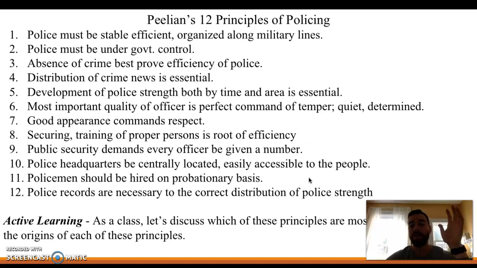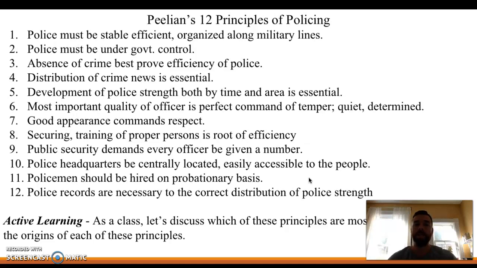However, what we're going to do in class on Thursday is I want you to look at these and think how many of these still apply today. I want you to also think of which of these things feel dated versus which of these have stood the test of time. So you can see that these 12 principles of policing, this is how Sir Robert Peel believed a police department and police force should operate.